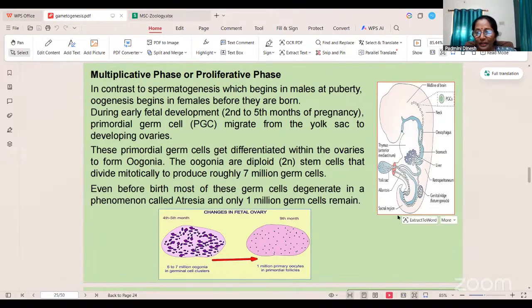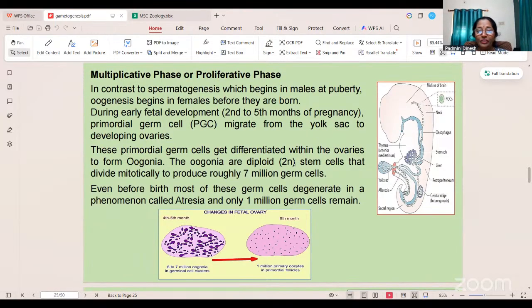So when the fetus is forming, from the yolk sac, the cells that move to the gonadal ridge or genital ridge are called the future gonads. This is called the primordial germ cells that go and settle themselves in the gonadal region. Now as the cells grow, there is a maximum number of cells present over here, which is going to form these primordial germ cells. Now, the primordial germ cells get differentiated within the ovaries to form oogonia.